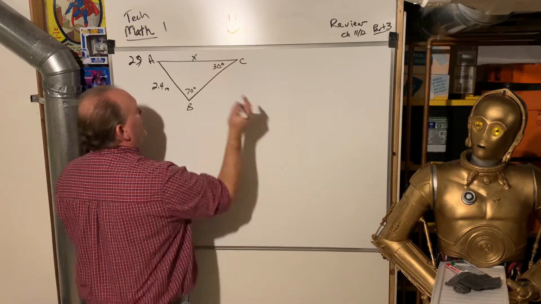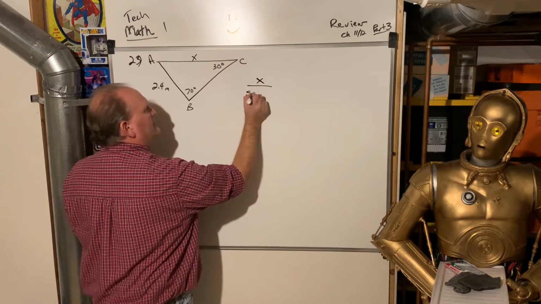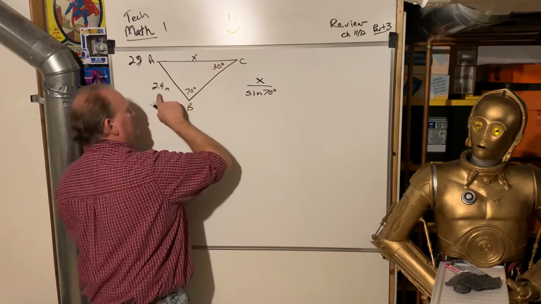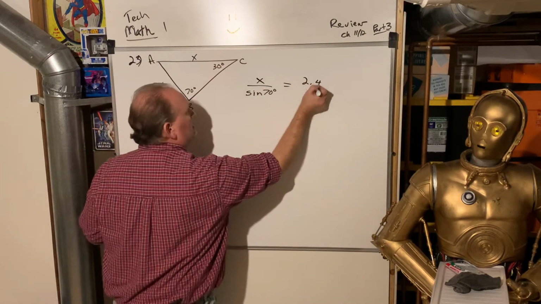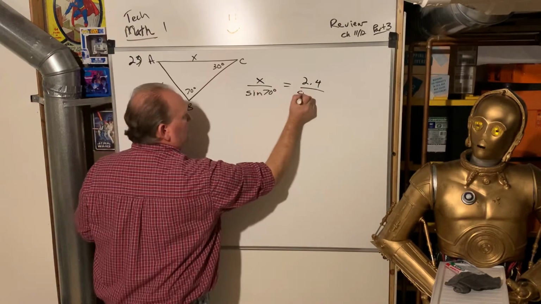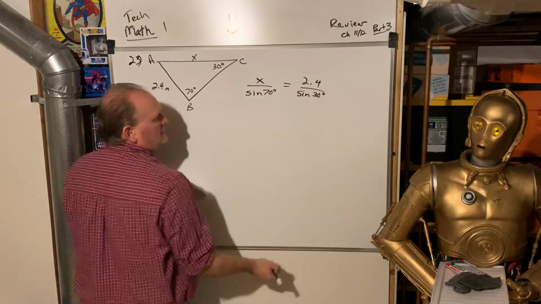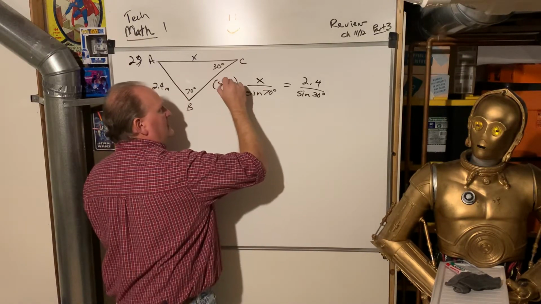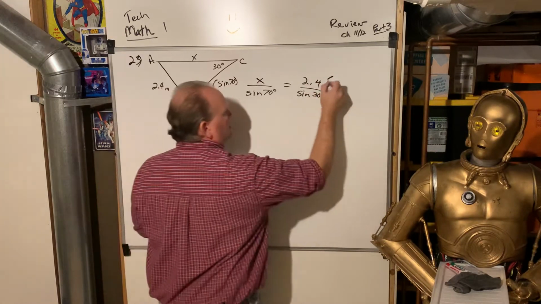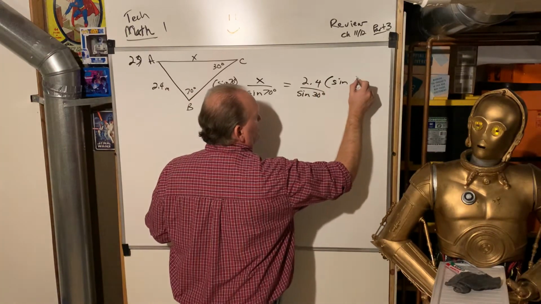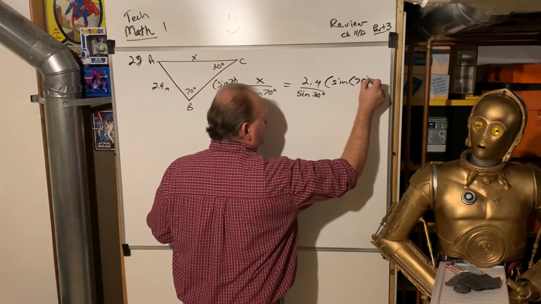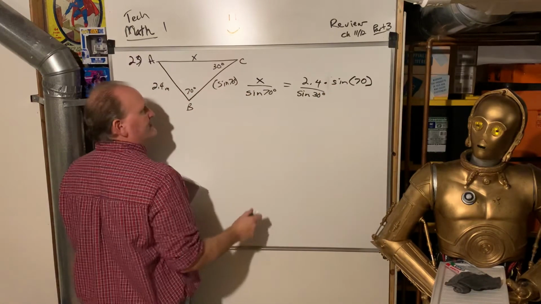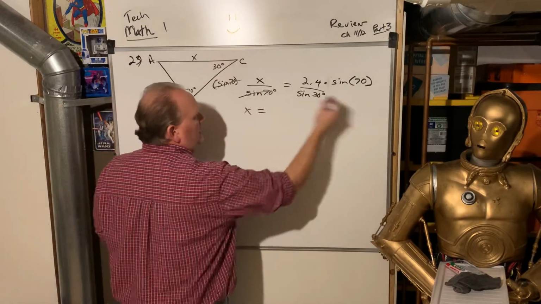Okay, so X over the sine of 70. The side over the sine of the angle opposite is equal to the side over the sine of the angle opposite. And then cross multiply and solve. And so not even cross multiply and solve, just multiply both sides by sine 70 degrees. Remember that end parenthesis on the 70 degrees. We'll put a little times in there. Okay? So those cancel, and easy peasy.